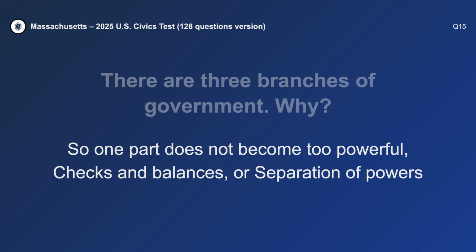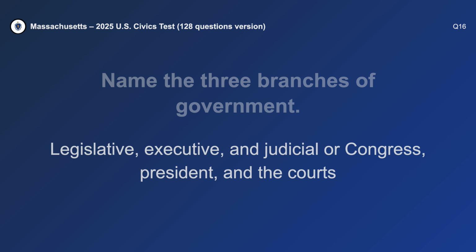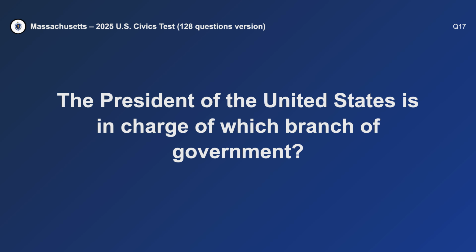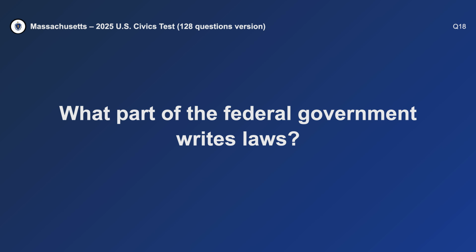Checks and balances. Name the 3 branches of government. Legislative, executive, and judicial. The President of the United States is in charge of which branch of government? Executive branch. What part of the federal government writes laws?